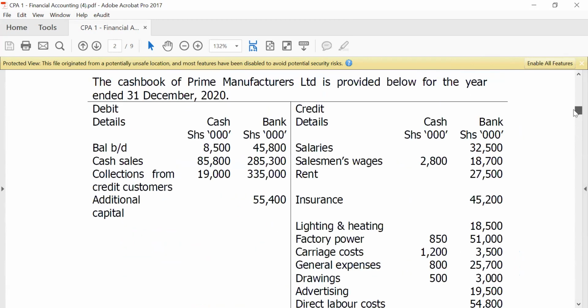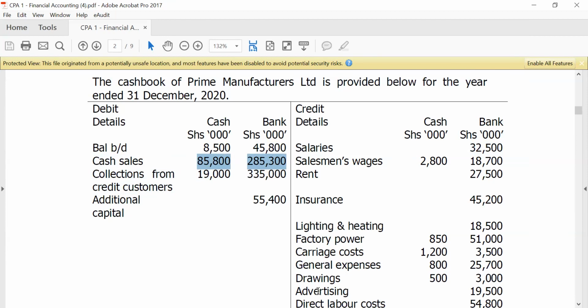And then also they have given us collections from credit customers. Like I said, cash sales are different from collections from credit customers. Cash sales is cash on the spot. You buy, you sell, they pay you immediately. Collections from credit customers include monies that are being collected from those customers we had sold to on credit that are now paying us later on. So part of the sales is the cash sales, which comes in very easy here.